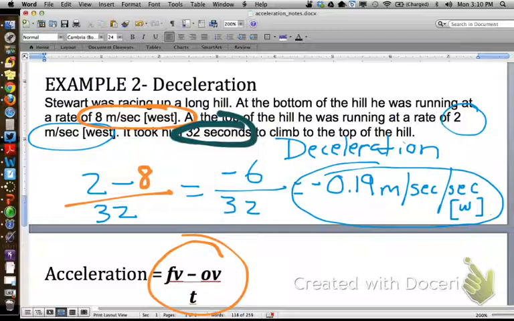So those are our example problems that we have, one for acceleration and one for deceleration. You should have those copied down, circling each part, putting them in the formulas, and then solving with the correct label.